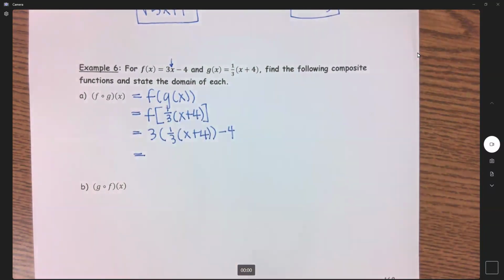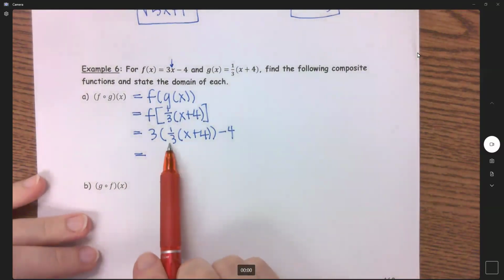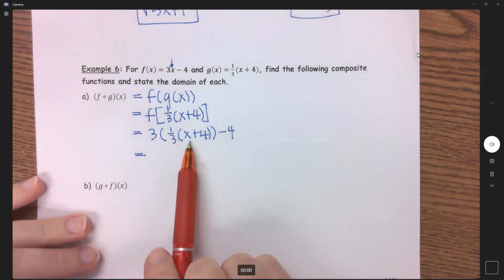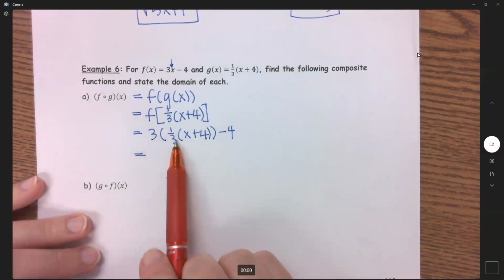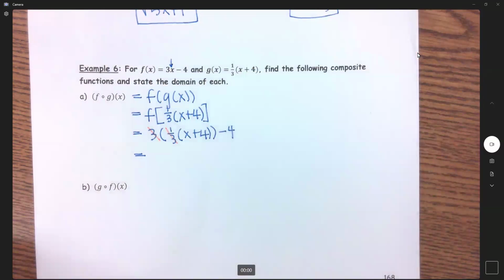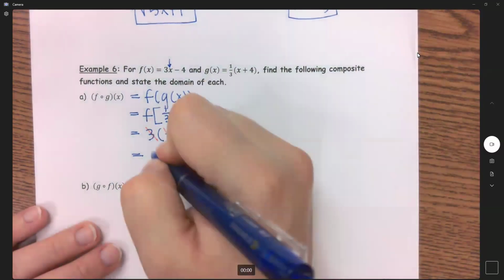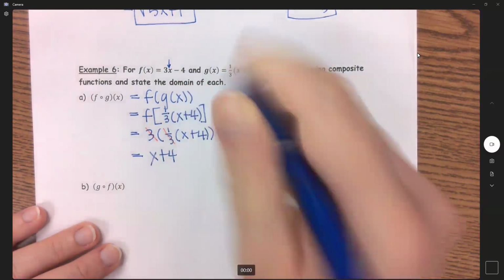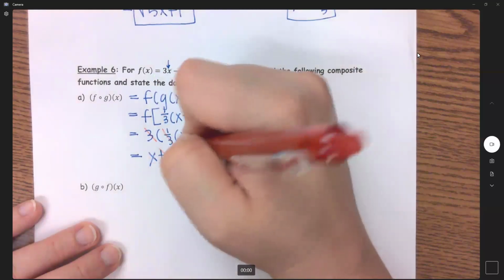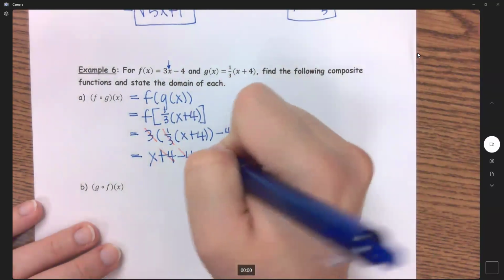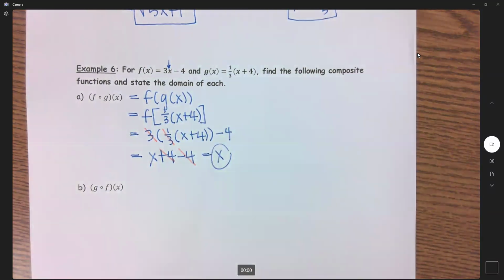Now with this one, multiplication first. But it does not matter what you multiply first. So this is 3 times 1/3 times x plus 4. So I can choose to multiply these together first. So 3 times 1/3 is 1. So those cancel. So I'm left with just this x plus 4, and then bring down your minus 4. And plus and minus 4 also cancel. And so we're left with x.